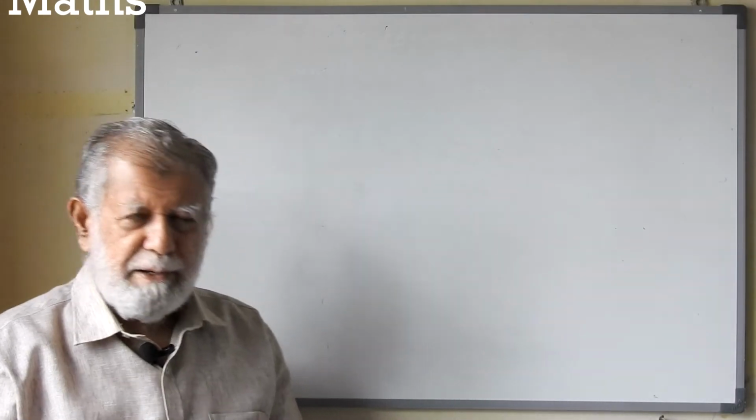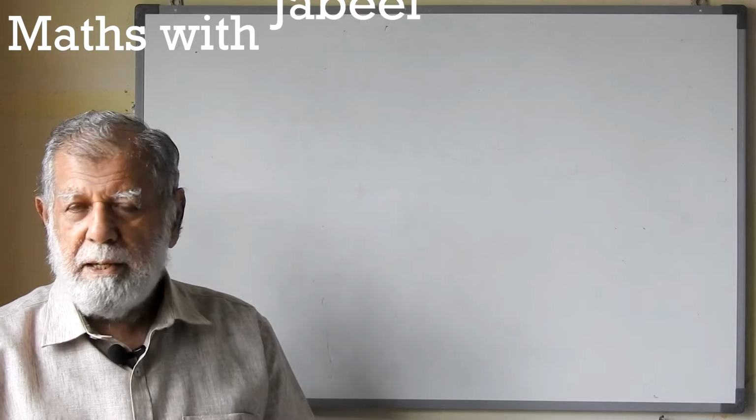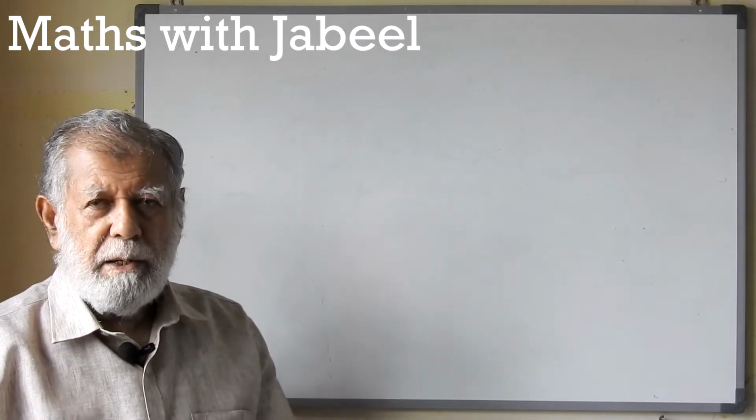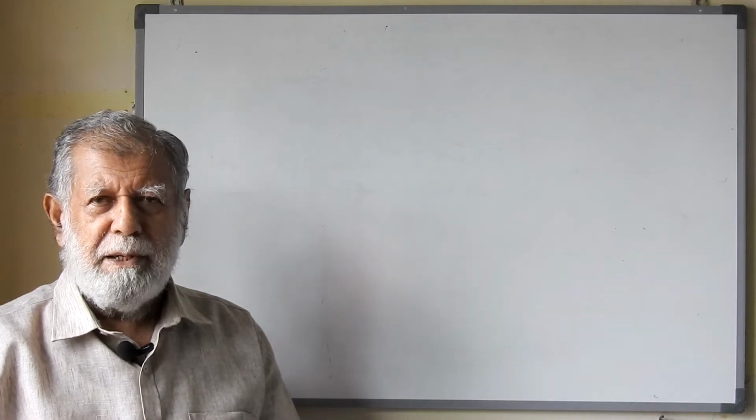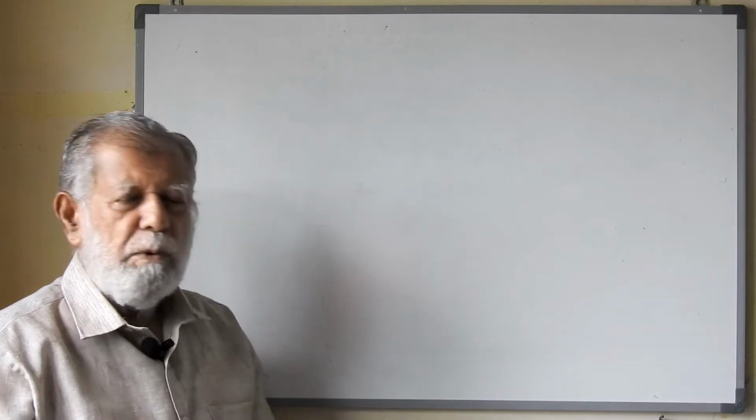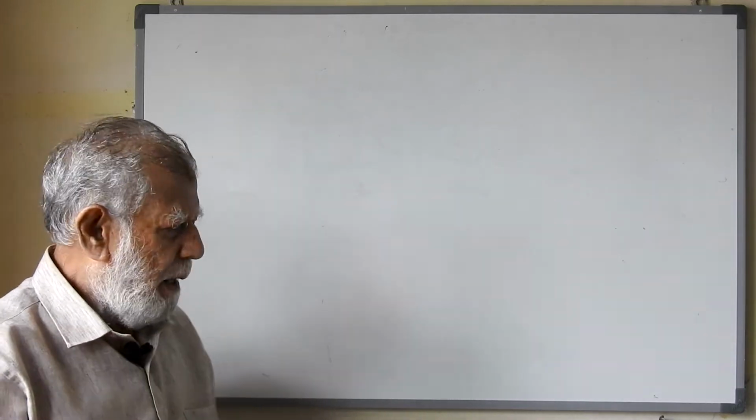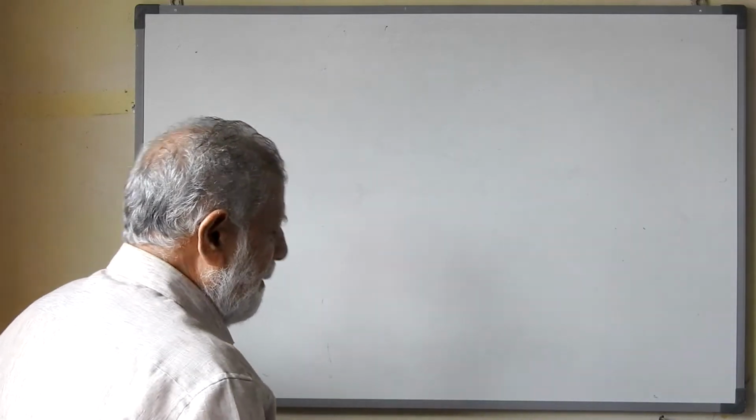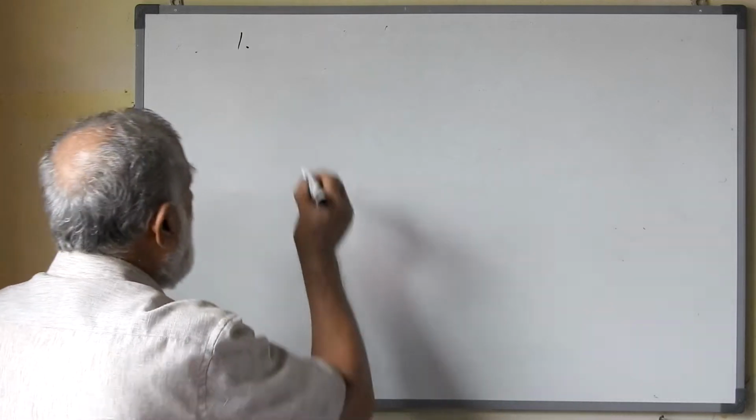Hi children, again we are meeting and we are continuing with the constructions that we did in the last two lessons. In the last two lessons we did perpendicular bisectors and bisecting angles, then drawing perpendiculars and so on. Today I want to do an exercise where all these constructions are there. We'll start from the beginning. First of all, construct a line PQ.